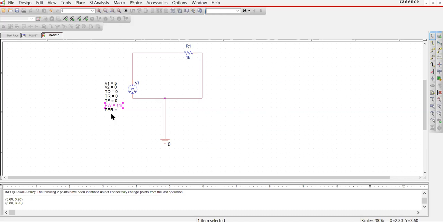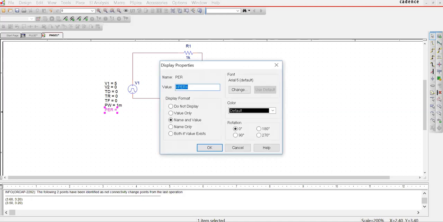The period represents the full period of the pulse, which means it consists of two things, low and high. We want a symmetric pulse for high and low, and therefore we make it twice the pulse width, that is 2 milliseconds.